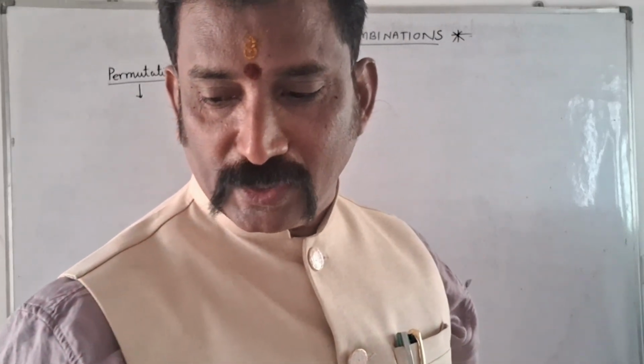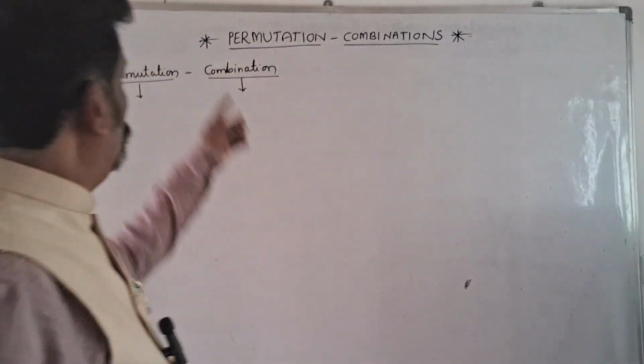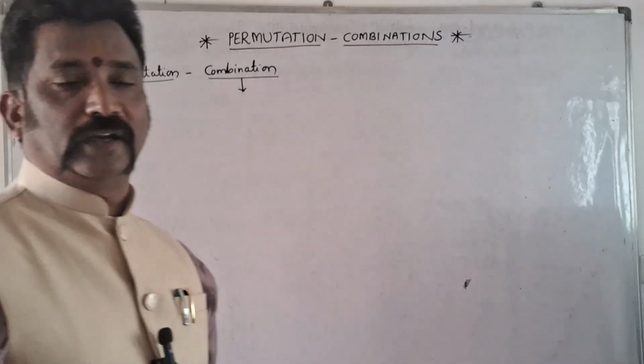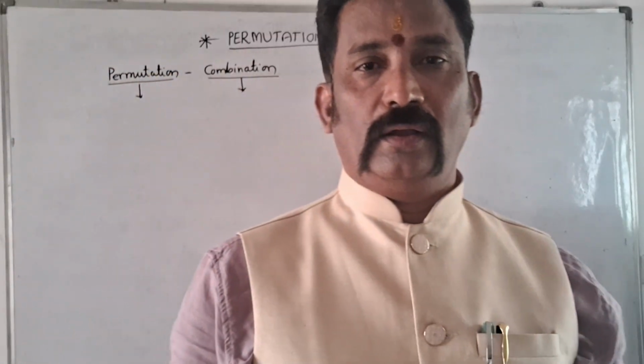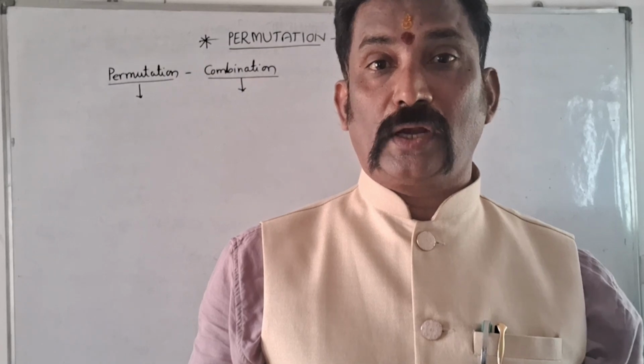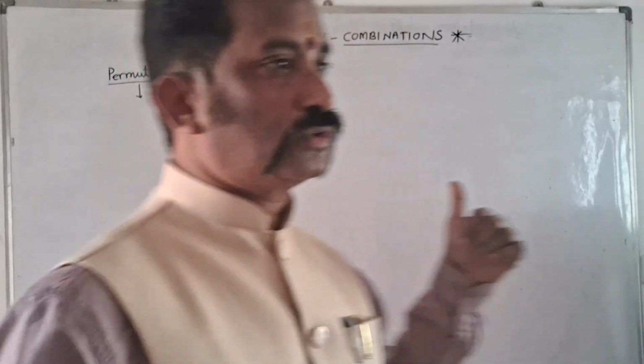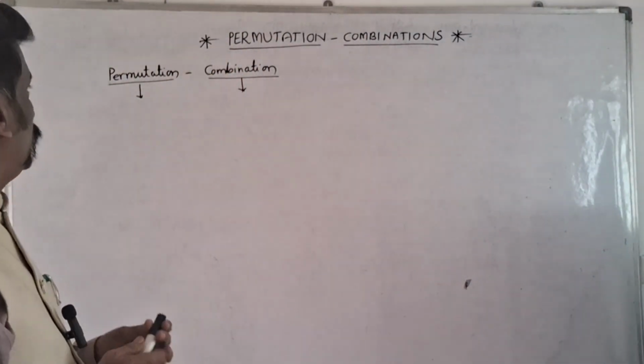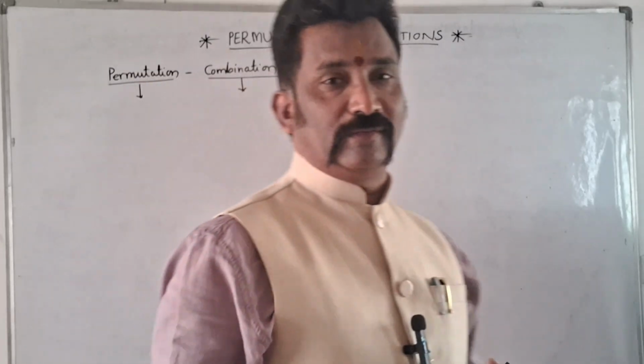Today I am going to explain permutations and combinations. It is a very important topic for intermediate level or CBSE, and for competitive tracks also. Complex track means aptitude, and it is also one of the important topics: permutation and combination.